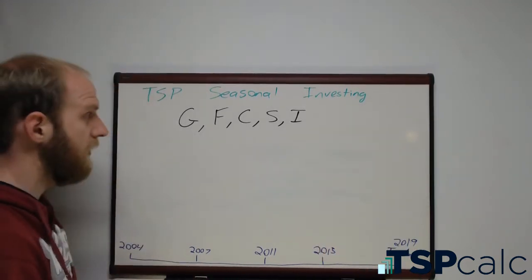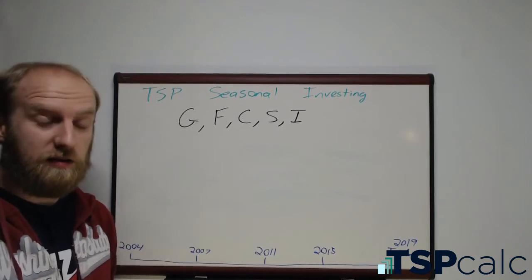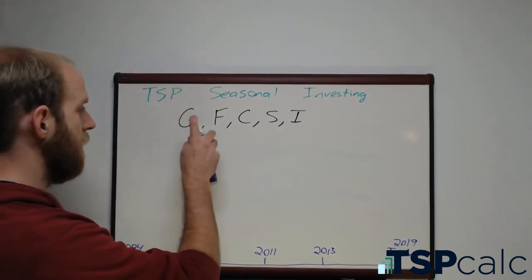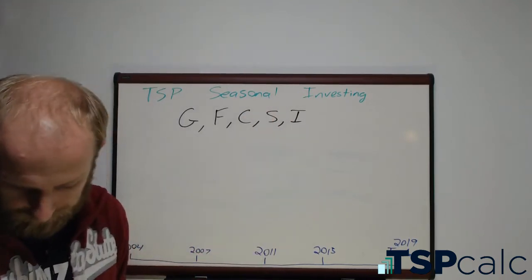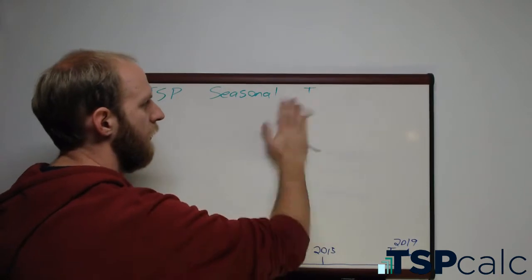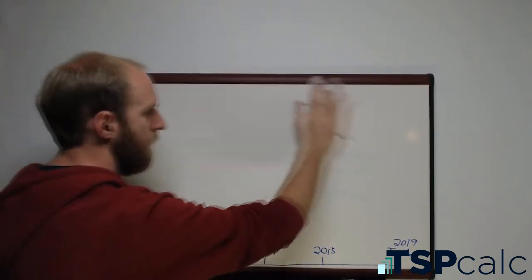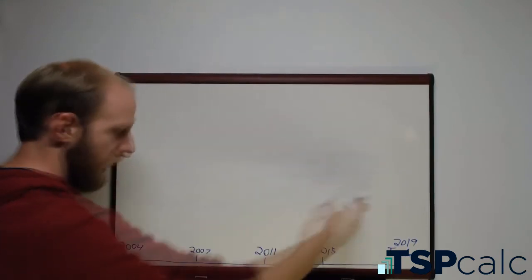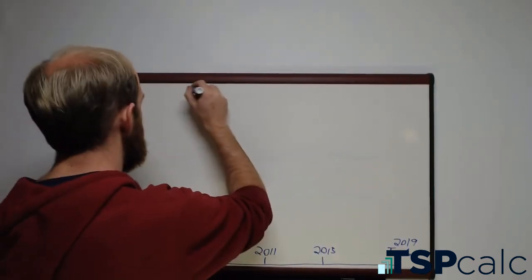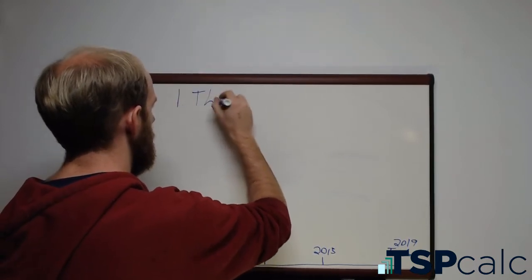Okay, what can we do with it? Well, there are 3 seasonal tools on tspcalc.com. We're going to do these one at a time, all right? And I hope that it makes sense to you. I'm trying to break it down as straightforward as possible. Okay, so the very first tool, the beginning of TSP Calc, that tool is called the Seasonal Calculator.